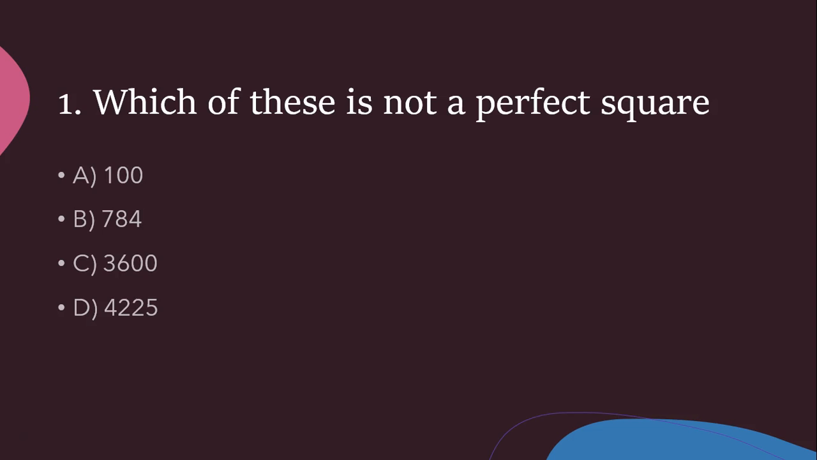But let's start then. So the first question, number one, it's asking us which of these is not. Now you have to pay attention to the not, because if you don't see the not, then you're going to get nothing correct. So not is important. Which of these is not a perfect square? So what are we going to do for this?